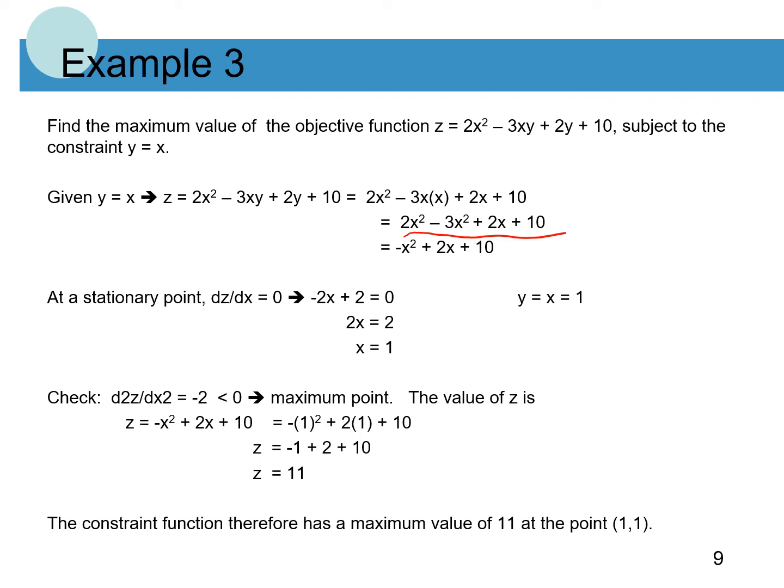Therefore, the value of z is equal to -x² plus 2x plus 10. That is equal to -1² plus 2 times 1 plus 10. Then we have z is equal to 11. Therefore, the constraint function has a maximum value of 11 at the point (1, 1).